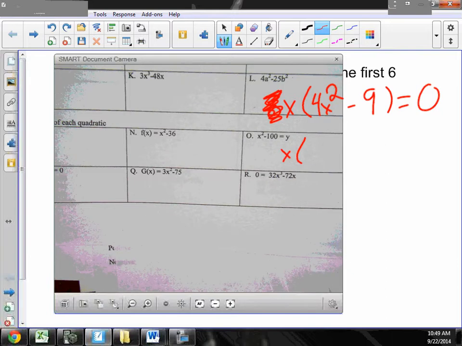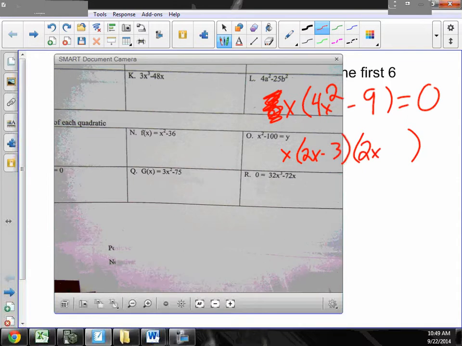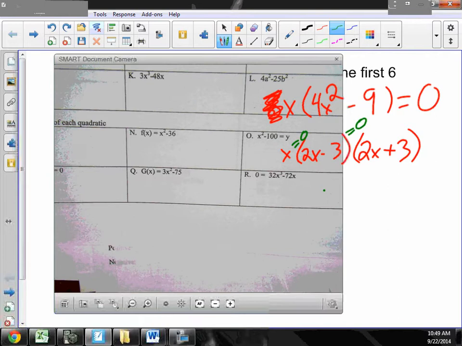So x times, what are my factors? What times itself is 4x squared? 2x minus 3 and 2x plus 3. Now, because I have 3 x's, I'm actually going to have 3 answers. So every time you have an x, you're just going to write equals 0, equals 0, equals 0. Well, the first one's easy. It just says x equals 0. So that's my first root.